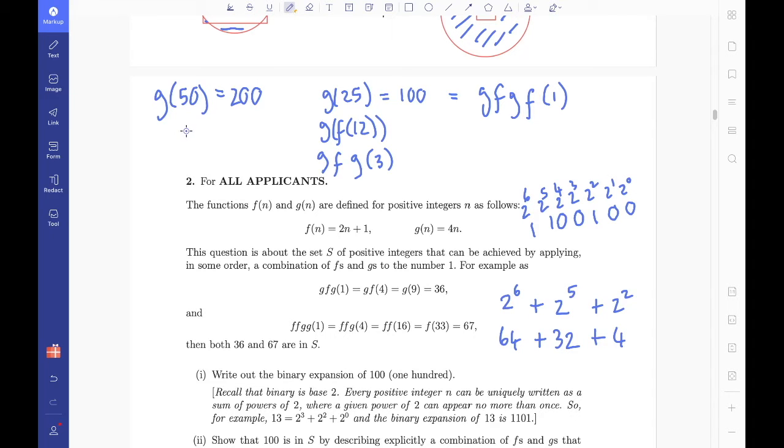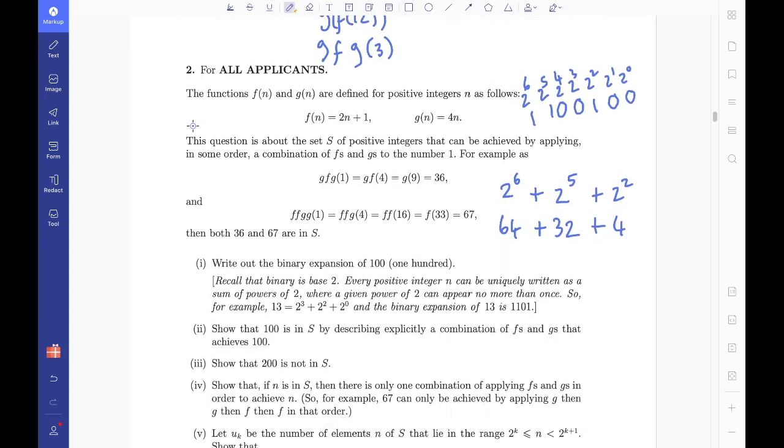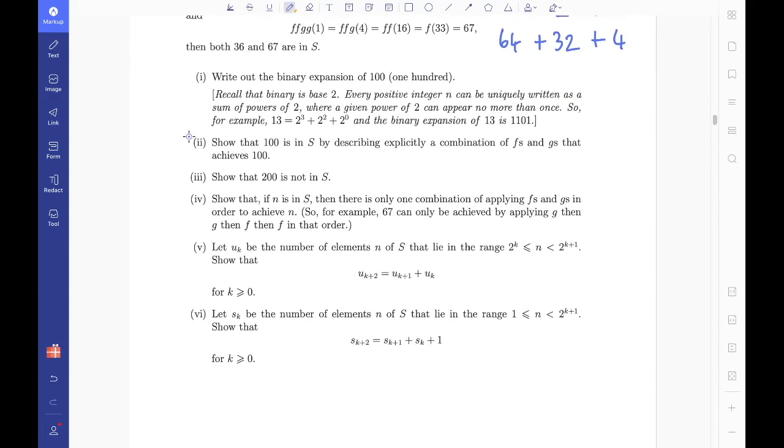So there is no positive integer n for which f of n or g of n makes 50. So you have to stop here. It's impossible to carry on. At this point, though, if you were doing it like I have so far, I'm sure that you would have got these marks.